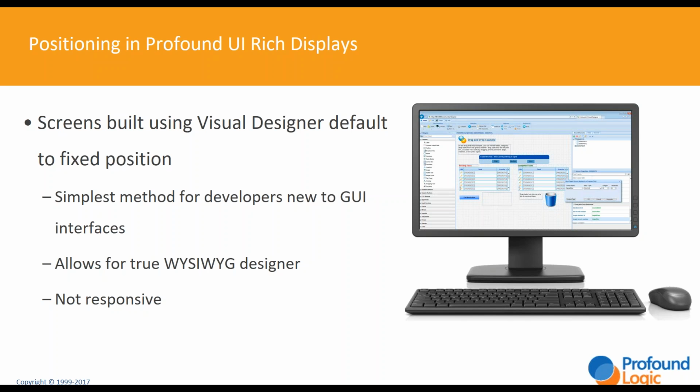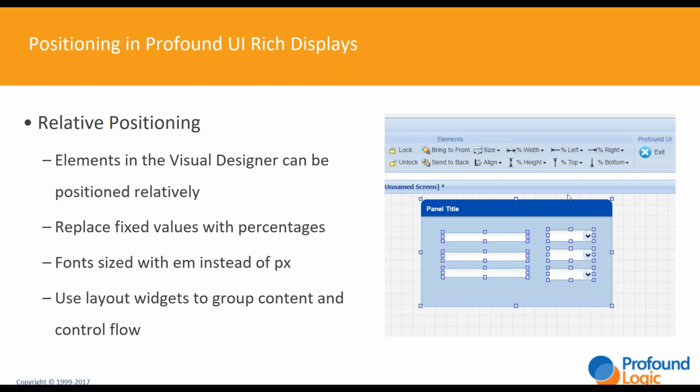Now, the Profound UI framework has always had the ability to size and position things relatively. Almost all of the elements in the Visual Designer can be positioned relatively. Relative meaning that instead of being at a fixed pixel position, we can set them to be positioned relative to their containers. So, for example, we can replace the fixed values for position, height, and width with percentages, so that based on the size of the device, the size of the element on the screen will change. So that's very easy to do, and we're actually going to do that in our demonstration.